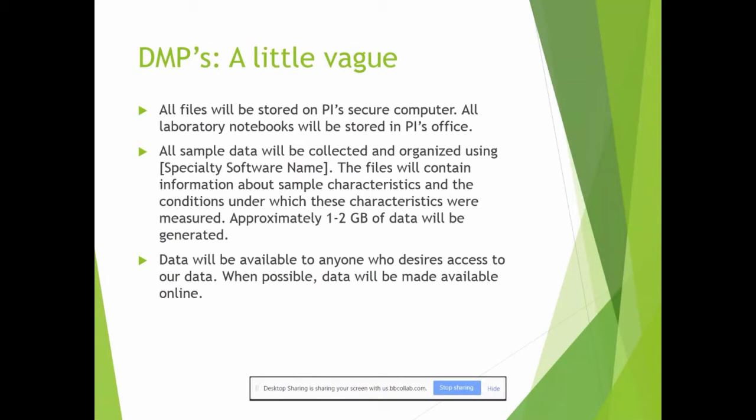And even a couple of things like, all sample data will be collected and organized using this particular software. Files will contain information about sample characteristics and conditions, and approximately 1 to 2 gigs of data will be generated. Okay, that's better, but it still doesn't really get to the point of things. And then this is one that you'll see in a variety of iterations: data will be available to anyone who desires access. How exactly is that going to happen? Are you placing it somewhere? It'll be available online. In your institutional repository, in a federally funded repository, where are you putting things?